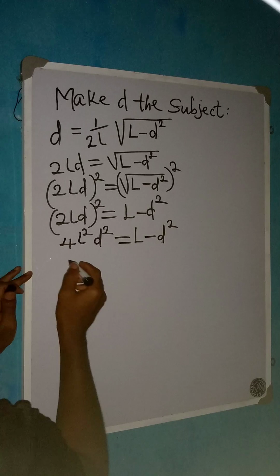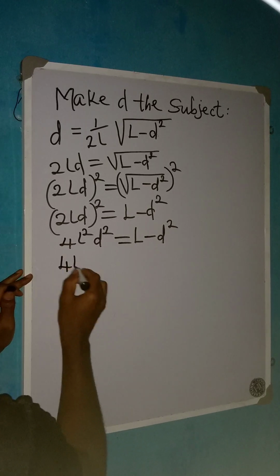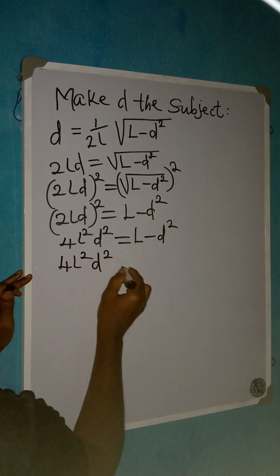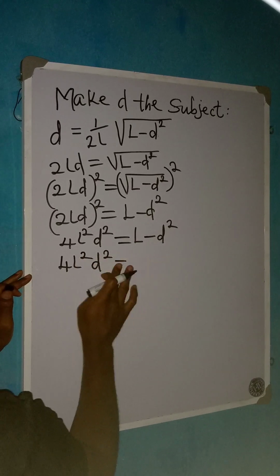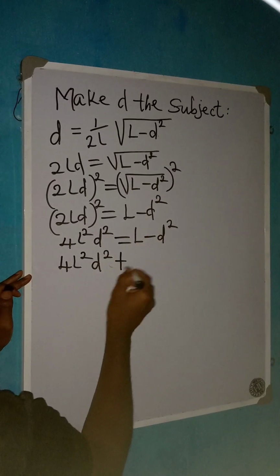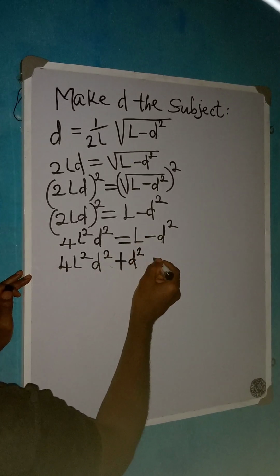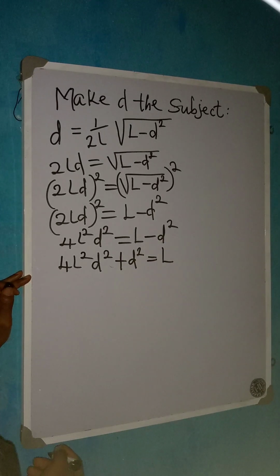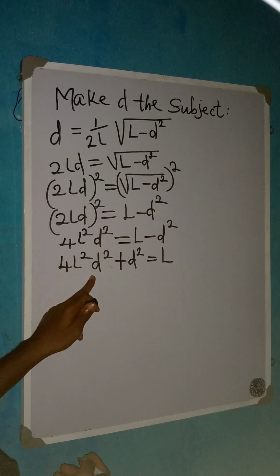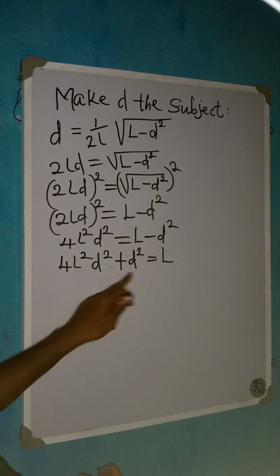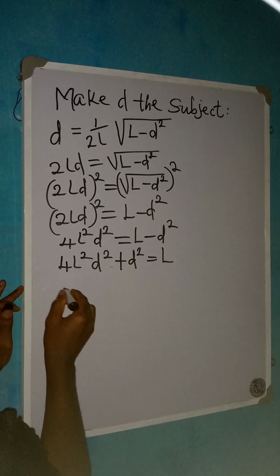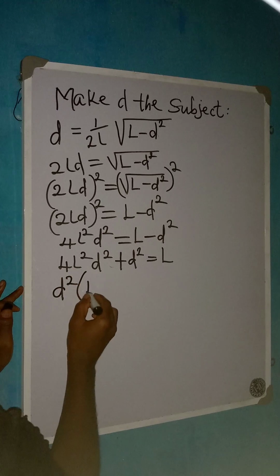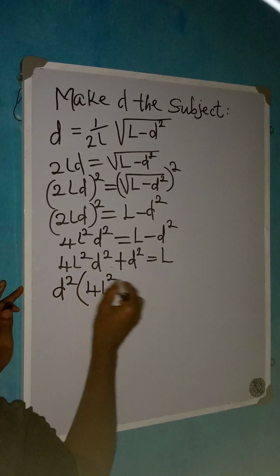We'll bring them together. We're going to have 4L squared D squared equal to, not equal to, since I'm bringing this side, it will be plus D squared, which will now be equal to L on the right hand side. But remember that since we have this D squared here and this D squared here, we can factor out the D squared. So D squared into brackets, what will be left here is 4L squared.